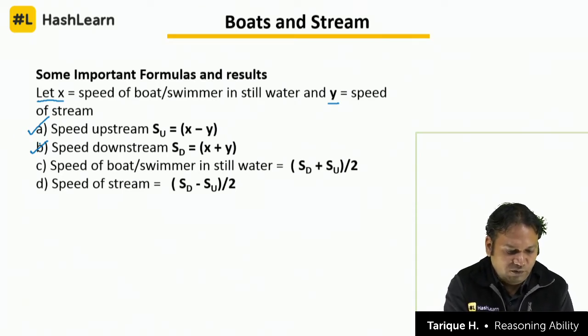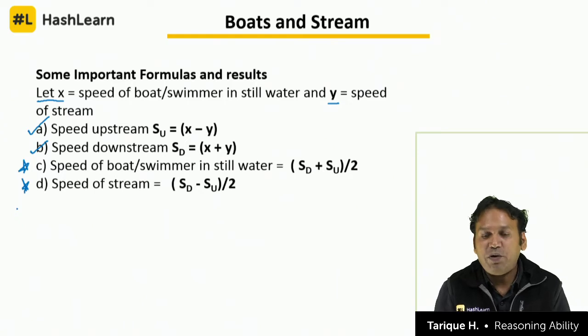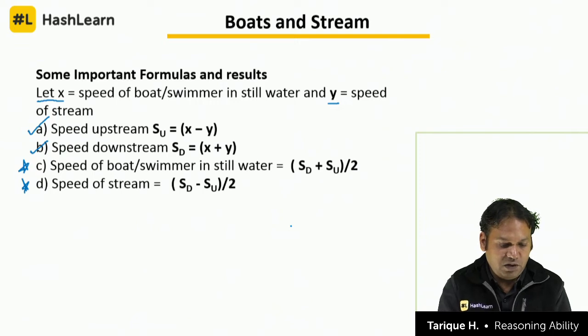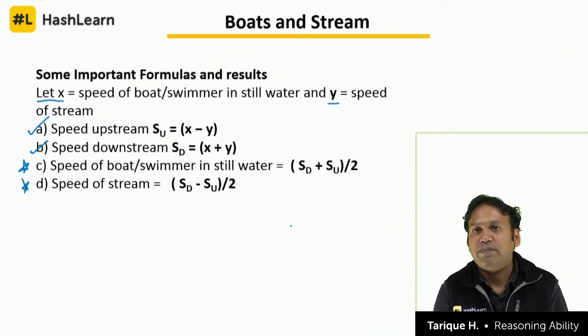Now 2 direct formulas, important formulas, very important. Speed of boat in still water, directly we can calculate as speed downstream plus speed upstream divided by 2, and speed of stream we can calculate directly as speed downstream minus speed upstream by 2.